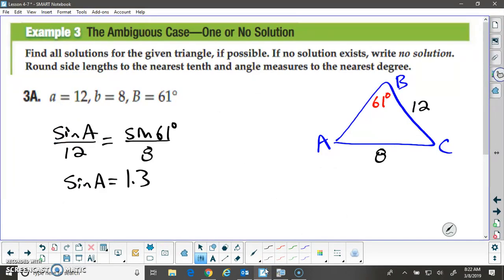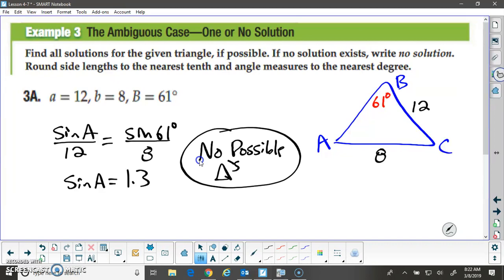So what that means is that there's no possible triangles that can be formed with this given information, having angle B be 61 degrees, length A 12, and length B 8.